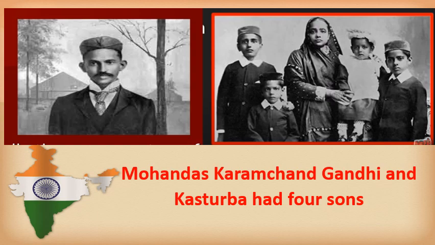Kasturba Gandhi, too, was politically active through her life and focused on attaining civil rights for everyone. Mohandas Gandhi and Kasturba Gandhi had four children. All of them were boys. Their names were Harilal, Manilal, Ramdas, and Devdas.